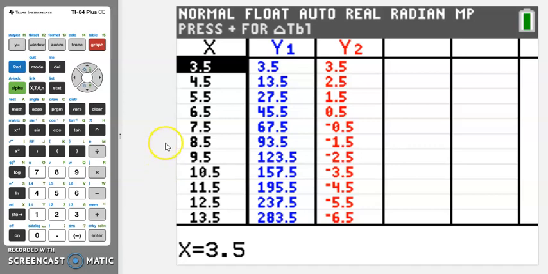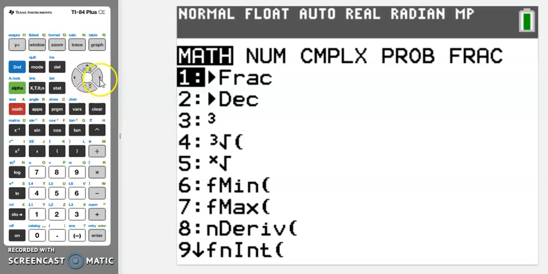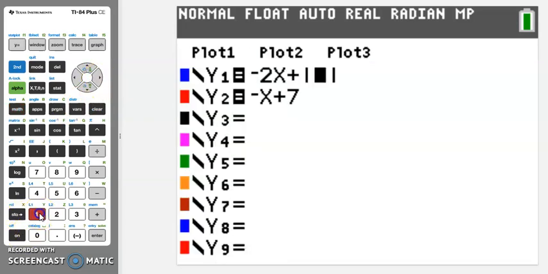On example 2, we're going to type in the left side of the equation in y1. So go back to y equals. You can either type over this or you can clear this. I'm going to clear and then type it over. Starting fresh, type negative, the negative below the 3, 2x plus absolute value, which is math, num 1. Inside the absolute value symbols, type x minus 1.